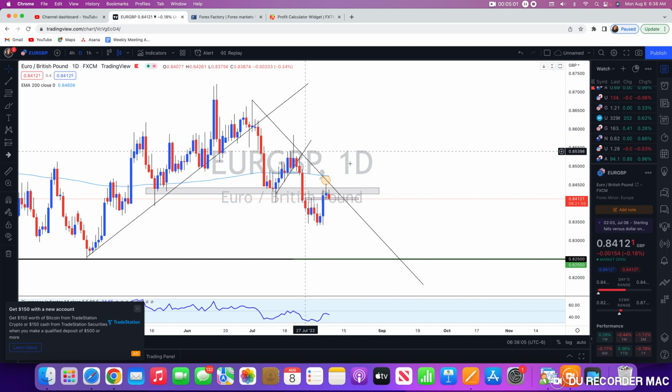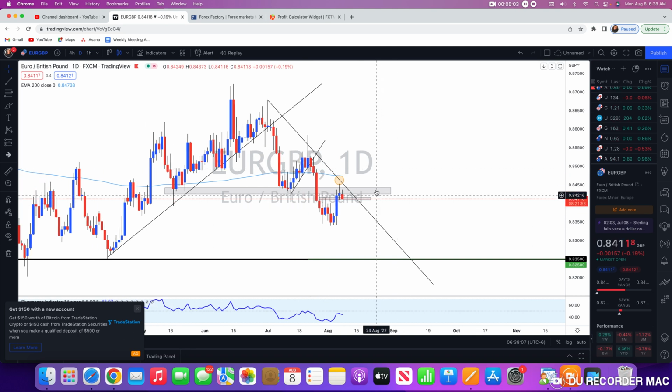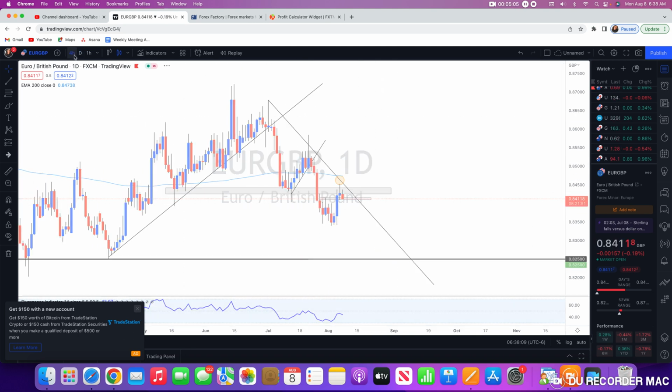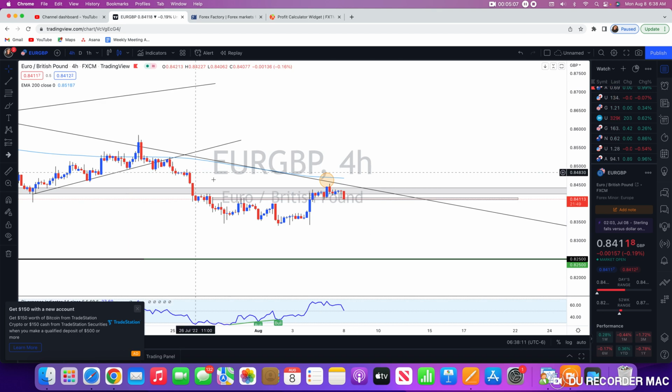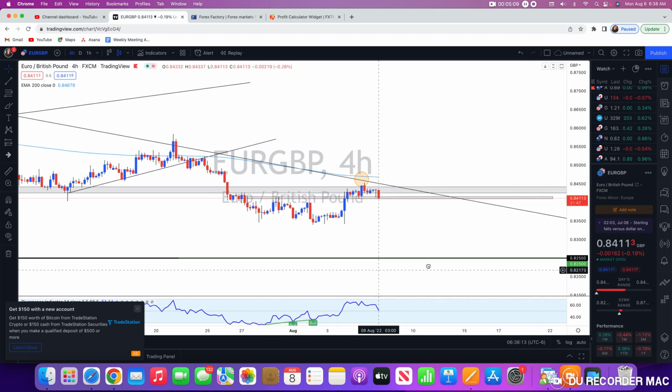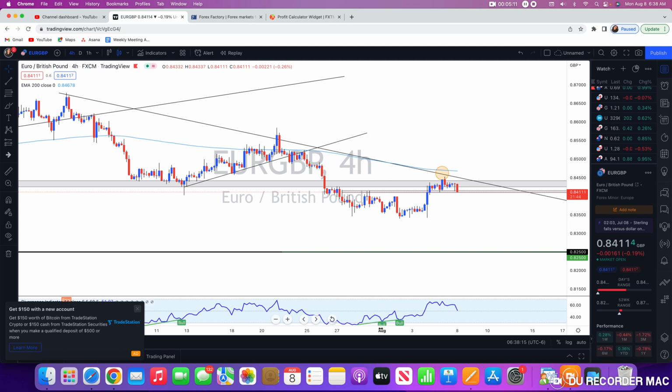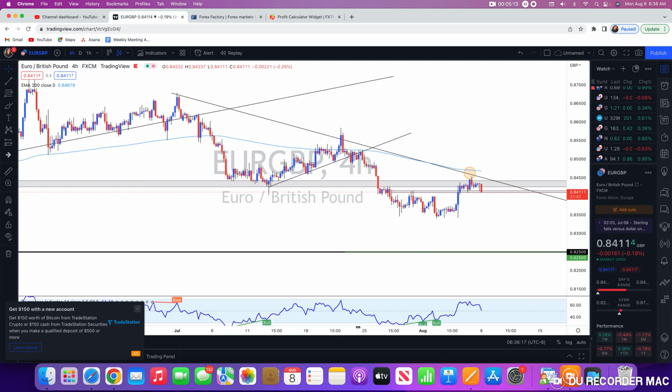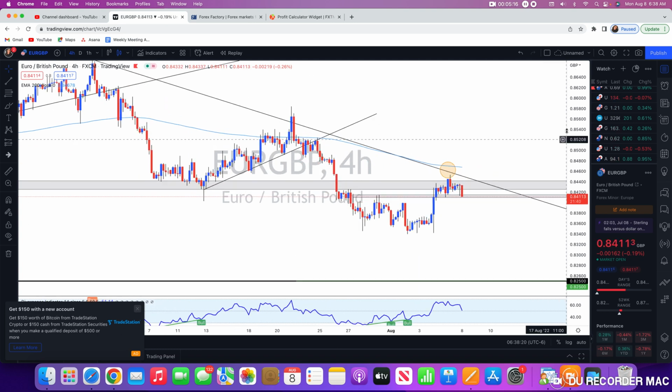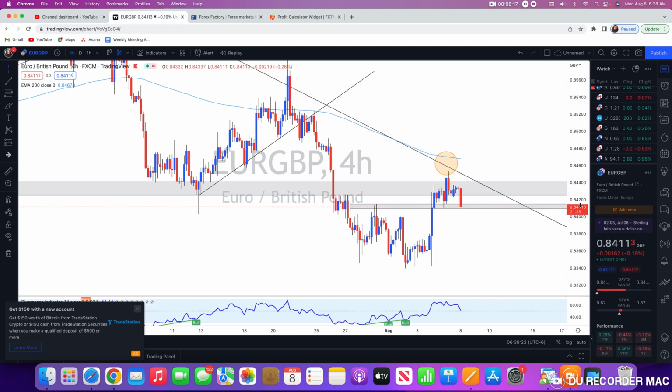Sometimes when I go in on a daily and I do my trend lines, it's more helpful for me to go in on a 4-hour and then continue to do my trend line, so it makes more sense when I scale my chart down, so I know what the heck is going on. So all that being said, let's see.